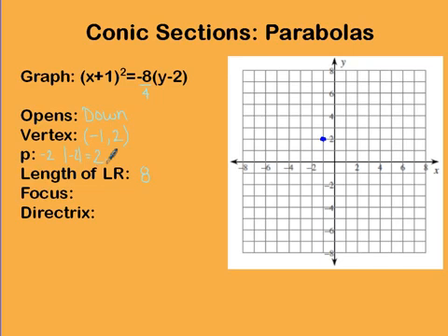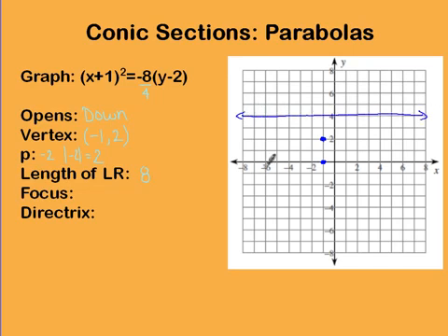Alright, so if I were to graph these, I know that my vertex is at negative 1, 2. I know this is going to open down. Our parabolas always wrap around the focus. So if my p-value is 2, I'm going to go down 2. Right? The directrix is always on the opposite side of the focus. If my focus is down here, my directrix is going to be 2 values up.